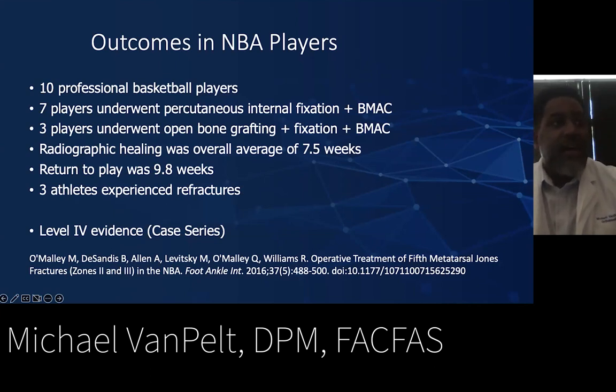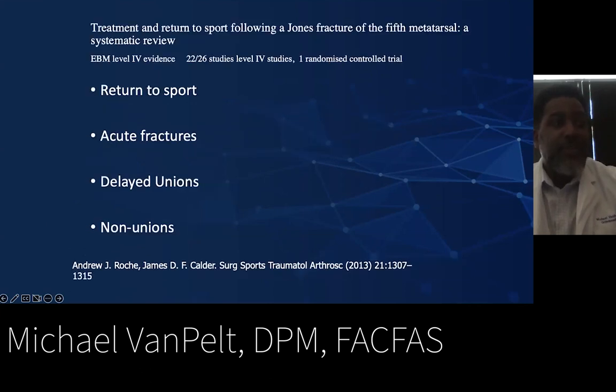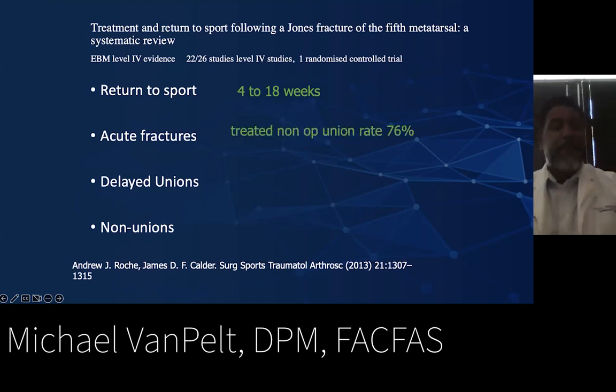And acute fractures treated non-operatively, the union rate was 76%. And those treated operatively with screw fixation had a union rate of 96%. Those fractures that had a delay in union, treated non-operatively, the union rate was 44%. And those treated operatively with screw fixation, who had delayed unions, had a 97% union rate. Those patients who had non-unions that were treated operatively with screw fixation, the union rate was 97%.